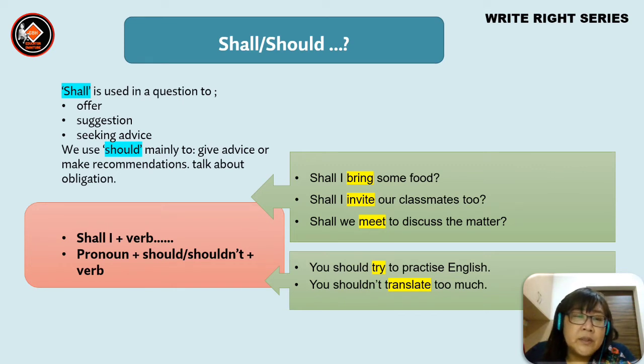Shall or should? Shall is used in a question to offer, to give suggestion, and also to seek advice. And then we use should mainly to give advice or make recommendations or talk about obligation. So shall I plus verb, and then for should, pronouns plus should or shouldn't and plus the verb. So the examples, shall I bring some food? Shall I invite our classmates too? Shall we meet to discuss the matter? And should, you should try to practice English. You shouldn't translate too much.